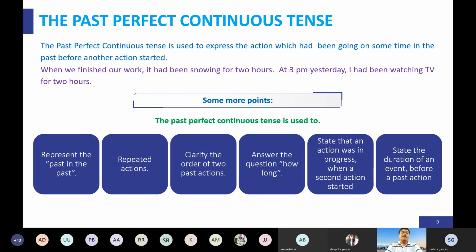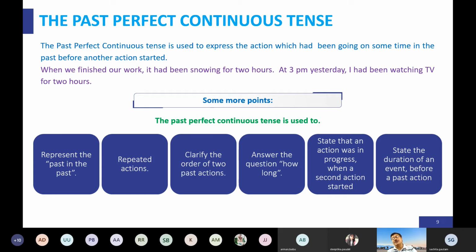So there you see the example. When we finished our work, it had been snowing for 2 hours. Look, when we finished our work, finished our work is in the past time, the starting of this action, in that sense you can say finished. So at that time it had been snowing for 2 hours. Suppose if we had finished at 4 o'clock, then since 2 it was snowing, and it had been snowing for 2 hours.